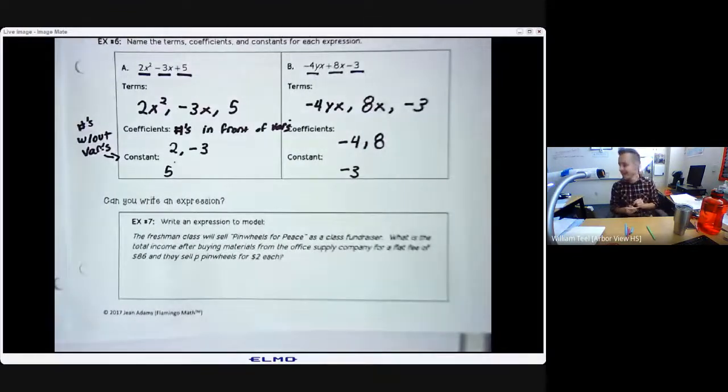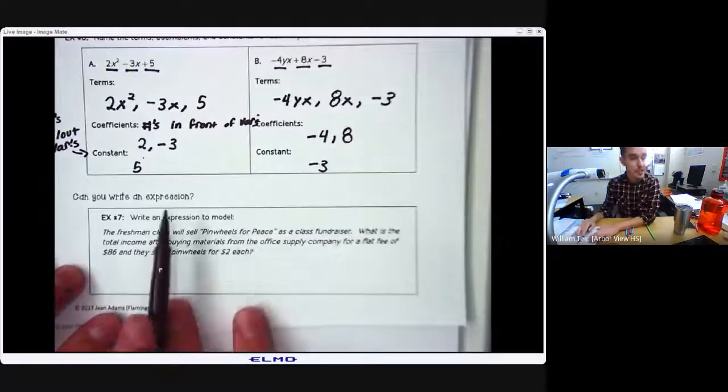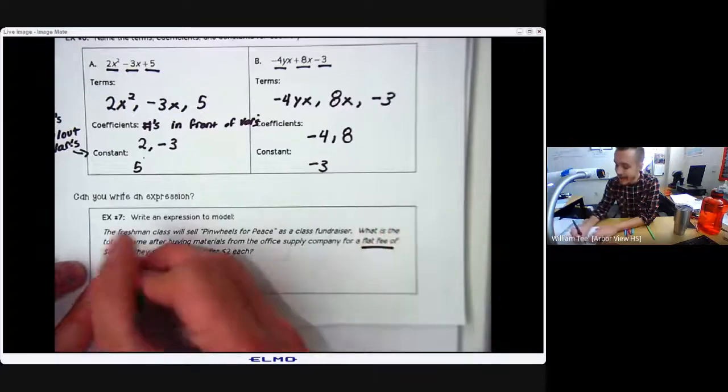We are now going to write an expression to model an actual word problem. So we're going to take all of these sentences, all of these words, and make them into an expression. So we have: the freshman class will sell pinwheels for peace as a class fundraiser. What is the total income after buying materials from the office supply company for a flat fee of $86, and they sell P pinwheels for $2 each? Okay. So I want to think about this very intuitively. This school fundraiser, the freshman class, purchased all of the supplies for this fundraiser for a flat fee of $86.